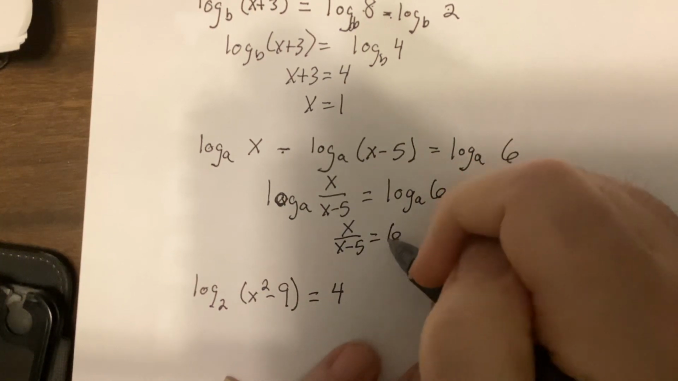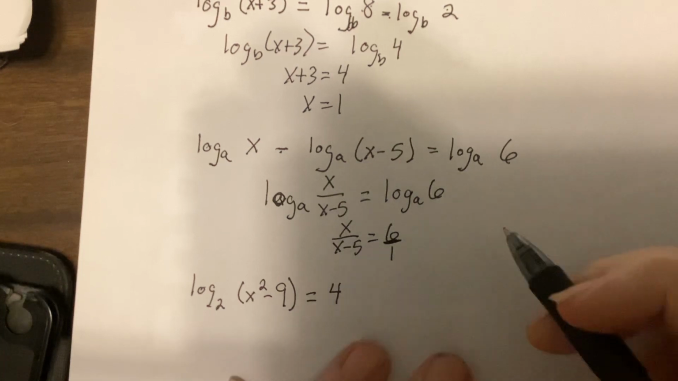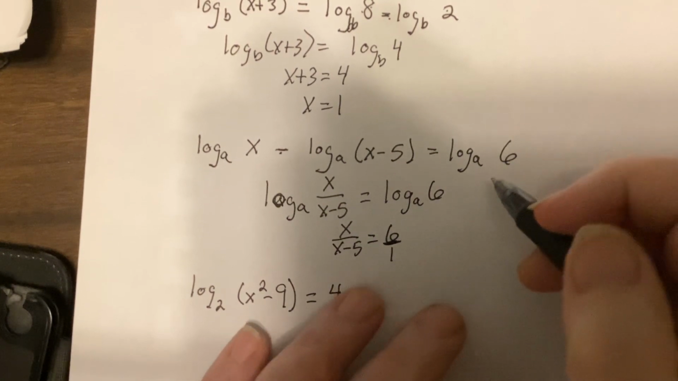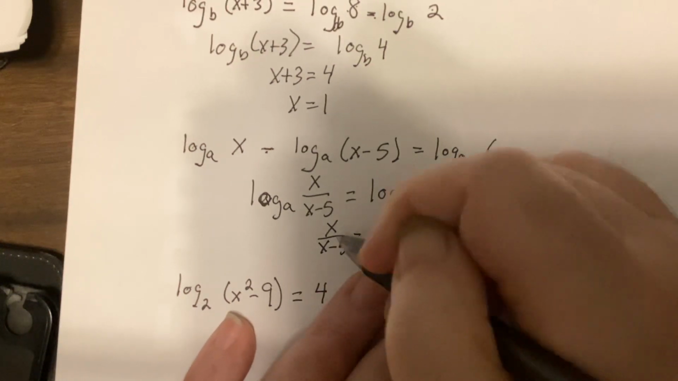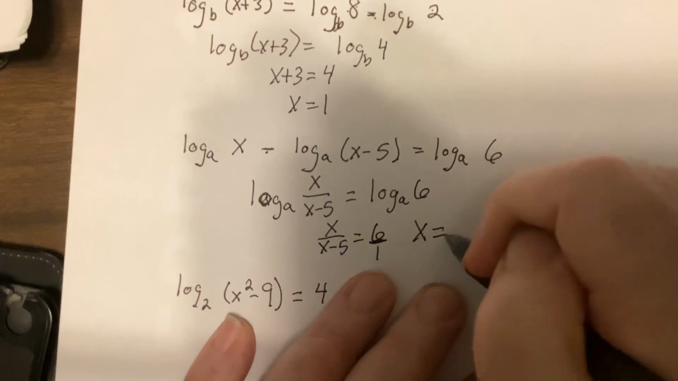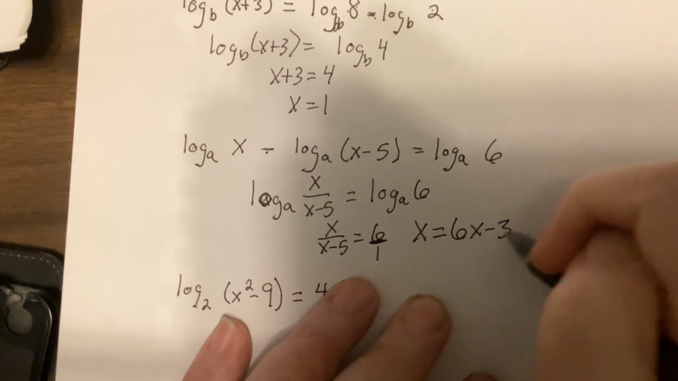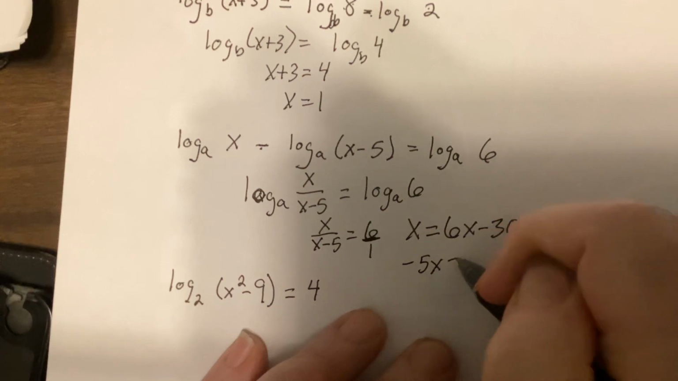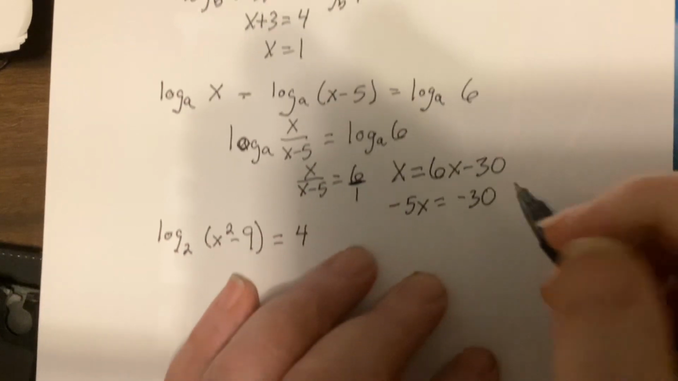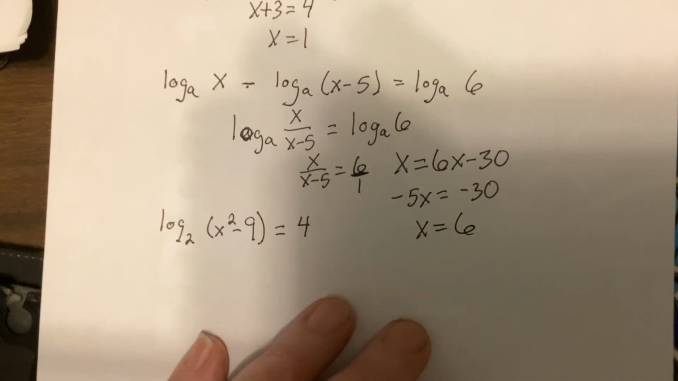Now, you should have done this before. We're actually going to do proportions after Easter because most people do pretty good with it, so you end the year with some nice scores. But anyways, you cross multiply. So it'd be x times 1 is x. 6 times x minus 5 is 6x minus 30. So subtract 6x. Divide by negative 5. So x equals 6.